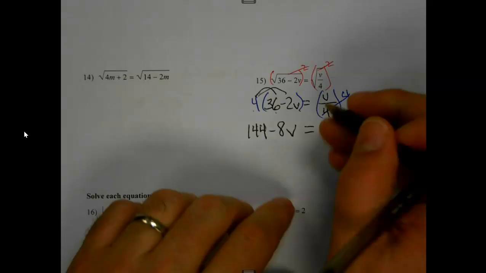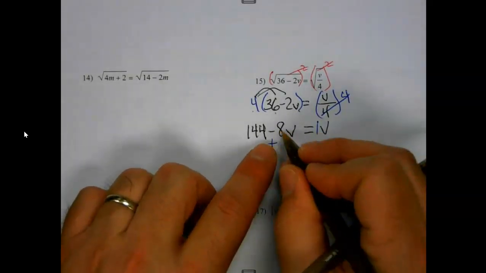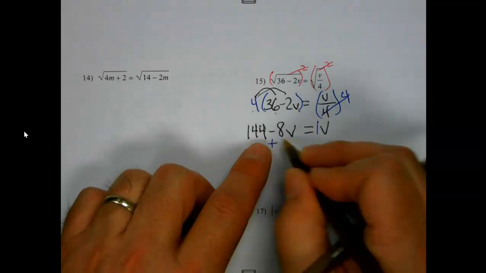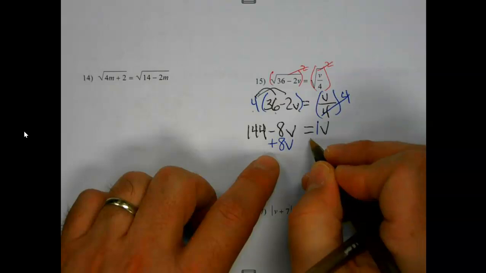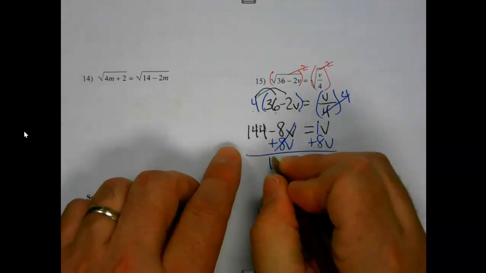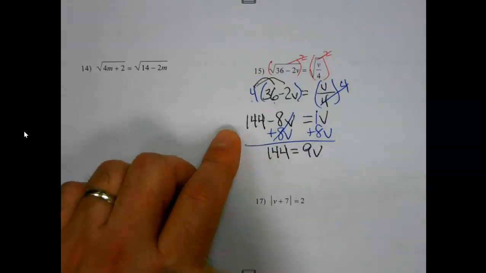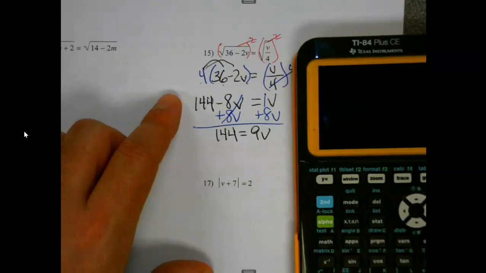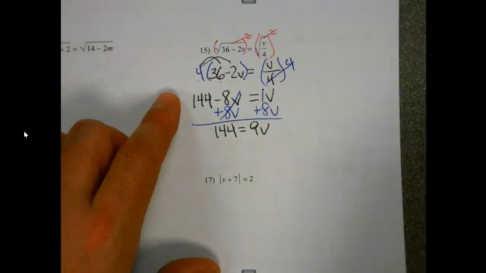Now we're actually in business. I would move the 8v over because this side just has v already. If I move this over, I'm going to have more steps that I've got to do. I don't want more steps. I want less steps. Let's see, are we fortunate and this goes in nice? We are.